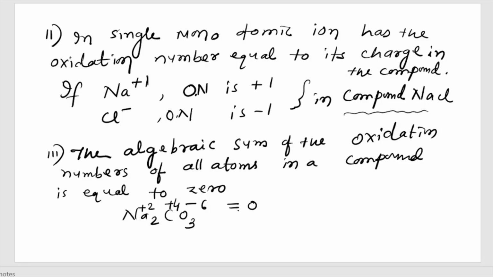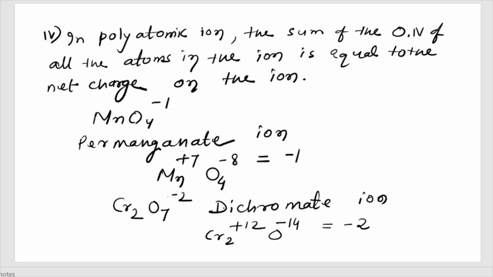Remember, it should always be calculated as 0. If 0 is not coming, then the formula or the calculation is wrong. Na2 is plus 2, carbon plus 4, O3 minus 6, and the sum comes to 0. What do you understand? Any compound you can take, here you can find the algebraic sum of all the atoms. According to the sign, you put the value and it comes to 0.